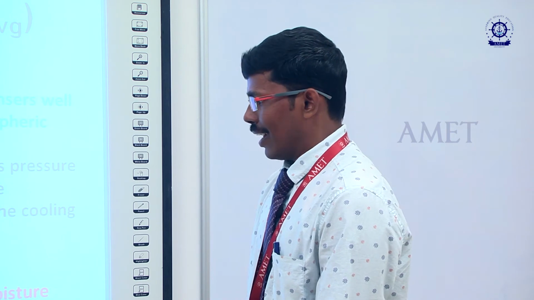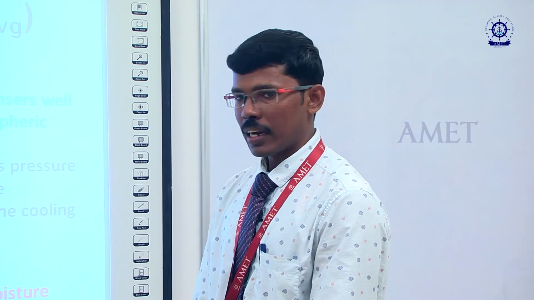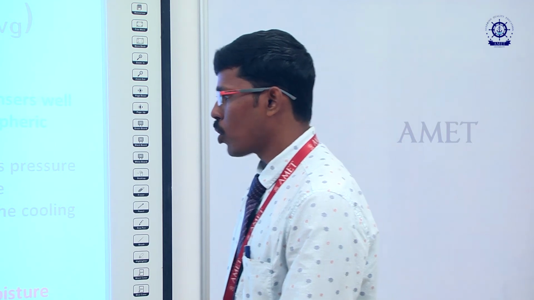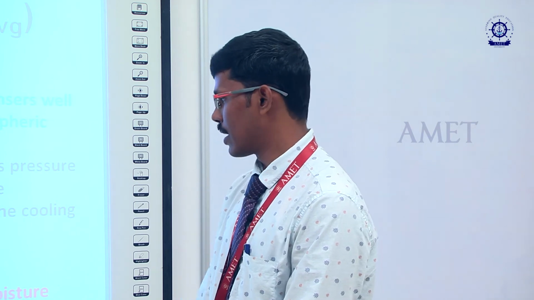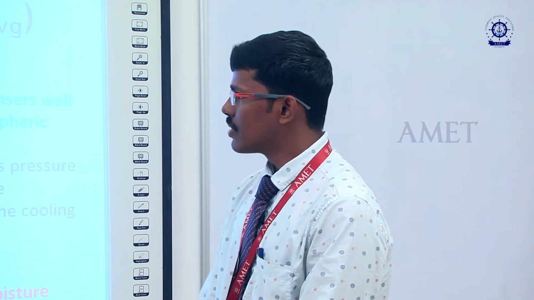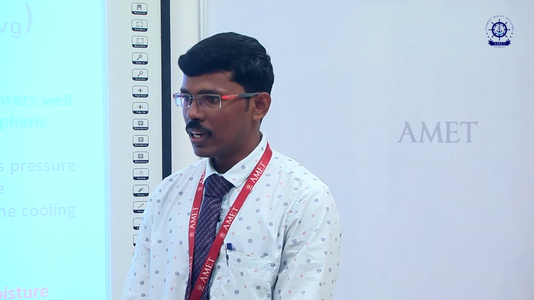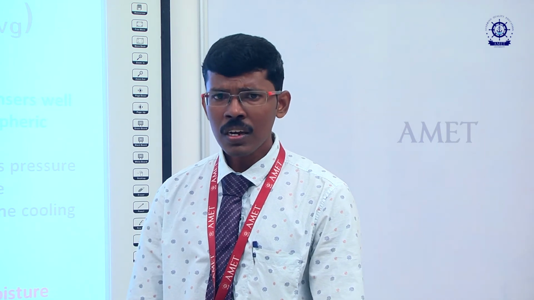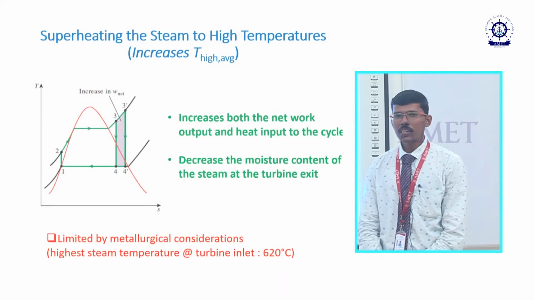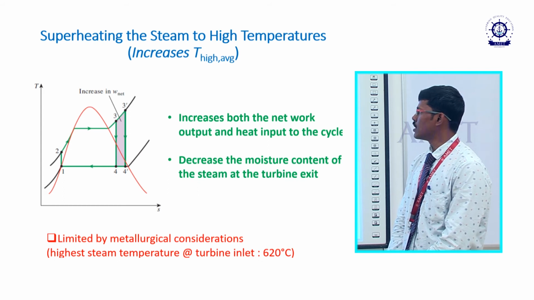So, decreasing the pressure at the condenser may have a possibility of increasing, otherwise it will definitely increase, the moisture content of the steam at the inlet of the turbine. This is not a desirable effect, because the vapor quality at the inlet of the turbine should definitely be more than 90%, because the moisture content will damage and corrode the blades of the turbine. So, the next possible way is superheating the steam to high temperature.